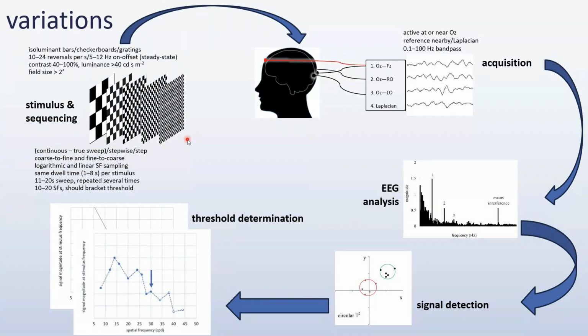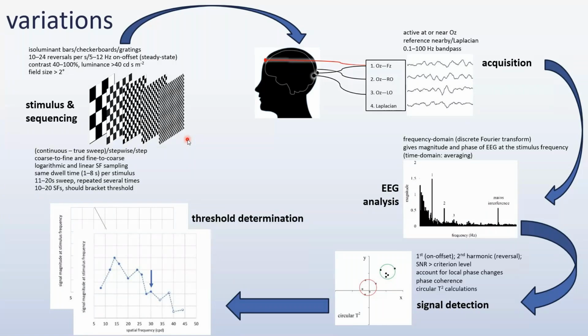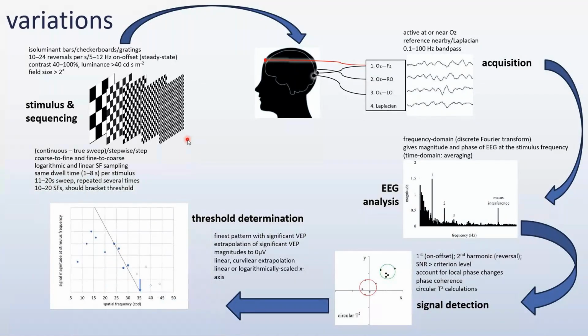These VEPs are captured using the same occipital electrodes as are used for ISCEV standard VEPs. And then the EEG that's captured that way gets analysed offline, typically in the frequency domain, with objective statistics used to determine whether or not a VEP was evoked. And then the threshold is defined either as the smallest stimulus evoking a VEP or by extrapolation to some noise floor. And there are other methods.